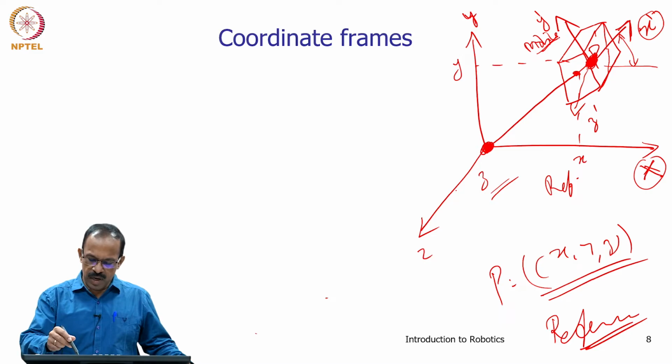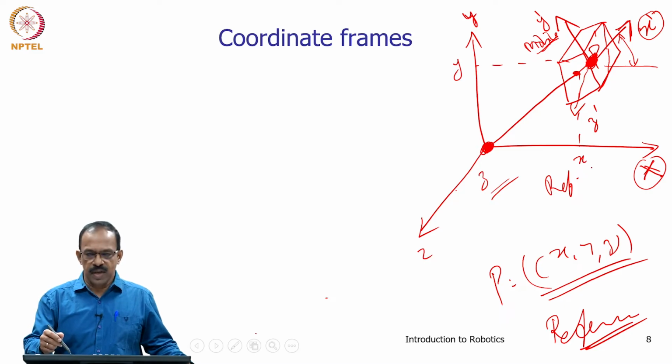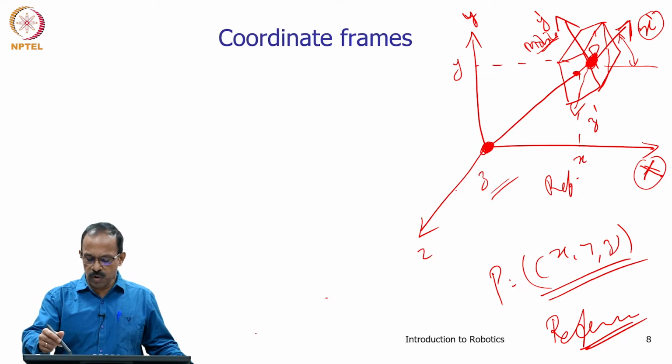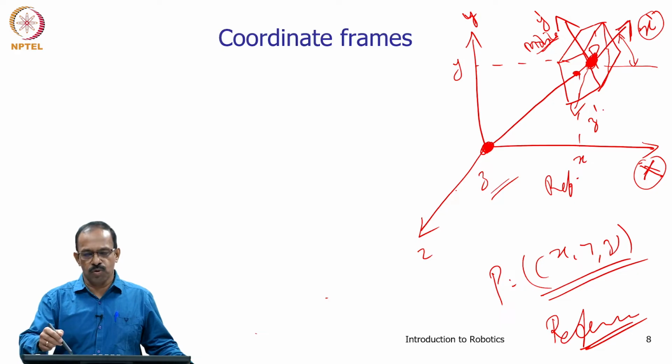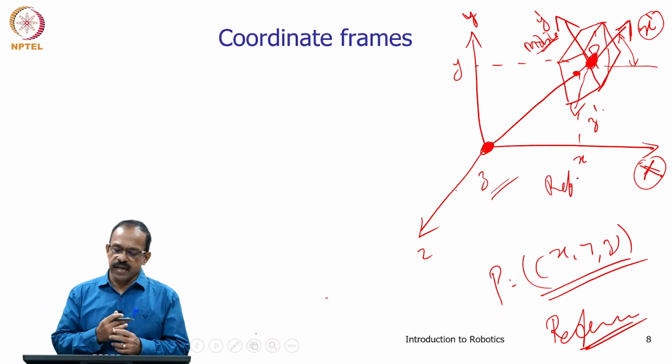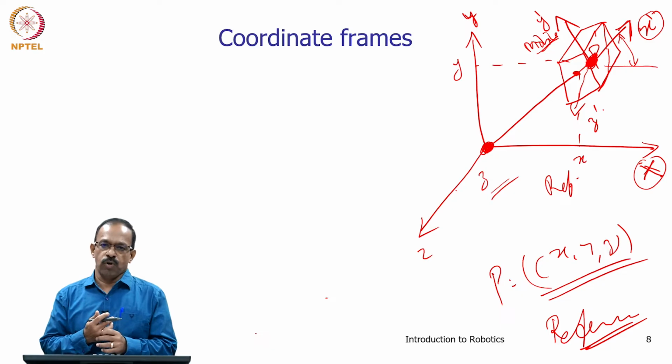If I call this a mobile frame and this a reference frame, then I can represent the orientation of the object by looking at the orientation of this coordinate frame with respect to this coordinate frame. So, how these two coordinate frames are aligned actually represents the orientation of the object.